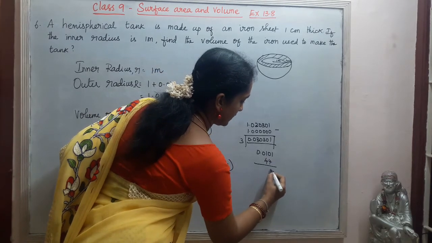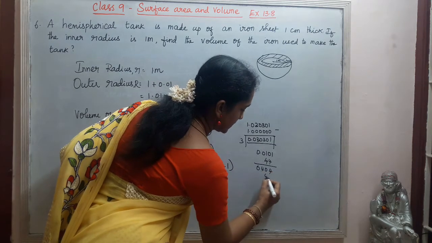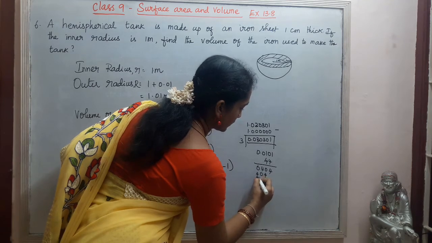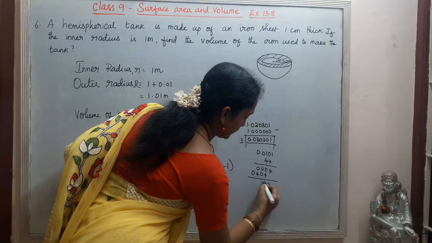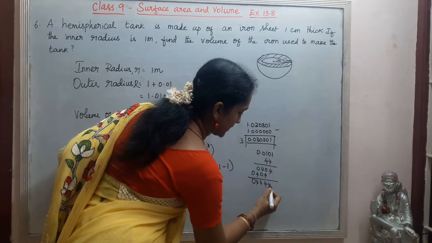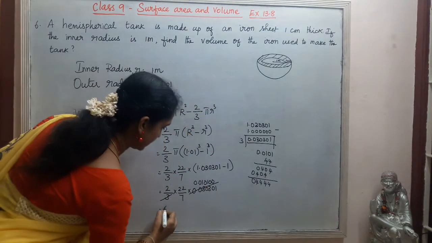So 4 ones are 4, 0, 4, 0. Then again 4 ones are 4, 0, 4, 0. So 4, 4, 4, 4. We get like this. So 4 decimal places. So 1, 2, 3, 4. 0.4444 we will get.